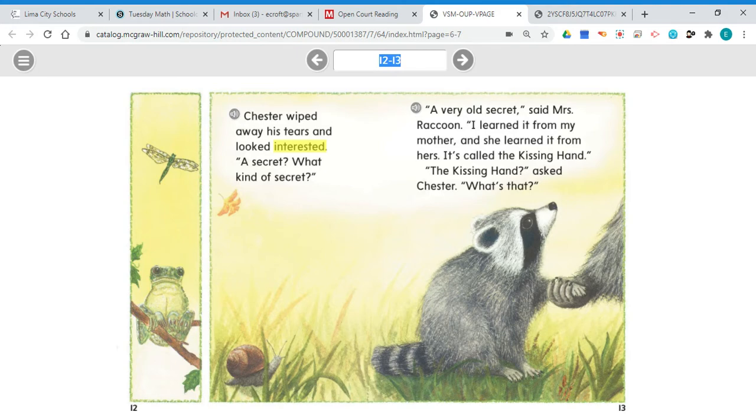"What's that?" Now, look at the illustrations on this page. Mrs. Raccoon takes Chester's hand because she wants to get his attention before she starts to share her secret. And I can make that connection to my own life by how my father showed me how to hit a golf ball. He had a way of how to line up your hands and to pull back the golf club before you would hit it. And sometimes he would guide my hands as he taught me these things. And I think the kissing hand is kind of like a secret set of instructions, like my father's directions for how to best hit a golf ball.